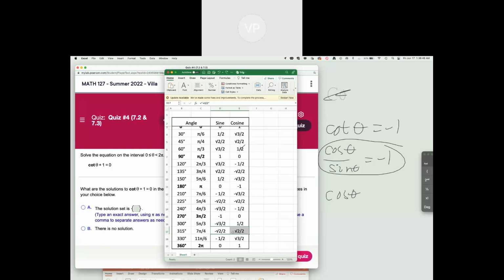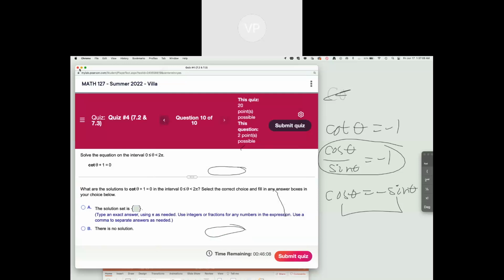Another way you can actually solve this, if some of you are wondering, and we're right here, I can multiply both sides by sine and get this. And now it's basically saying, go look in your table and see where sine and cosine are exact opposites. And that would be here and here, and there's your answers. The 3 pi over 4 and 7 pi over 4.